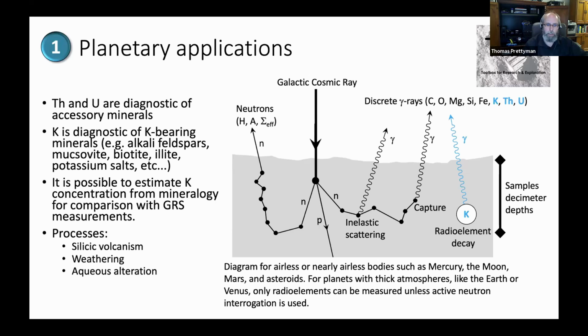For our project, it's possible to get an estimate of potassium if you know the mineralogy that you'll get from other instruments on the rover, so we can do some intercomparisons. And there are a variety of processes where these elements are important: silicic volcanism, weathering, and aqueous alteration. Next.